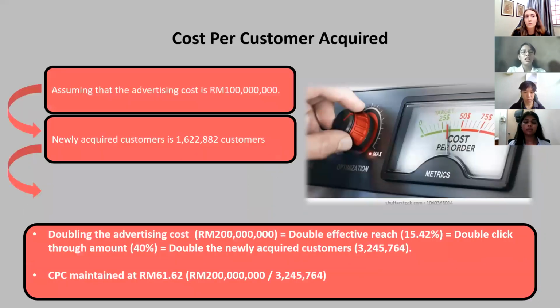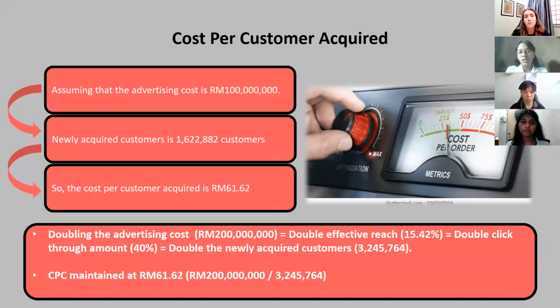Next slide, please. Assuming that the advertising cost is 100 million ringgit, according to the newly acquired customers from Mohit's part, which is 1.6 million customers, the average cost per customer acquired is 61 ringgit and 62 cents. My suggestion to Netflix is to allocate more budget to improve the efficiency of the advertising campaign.